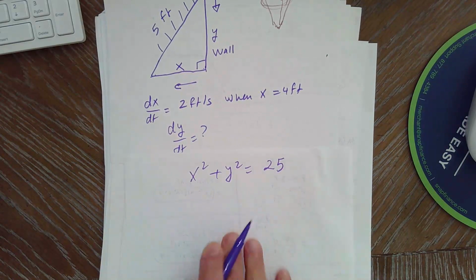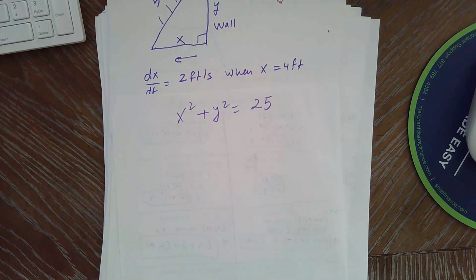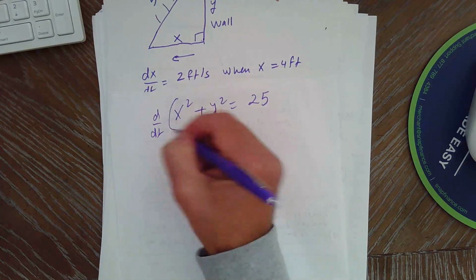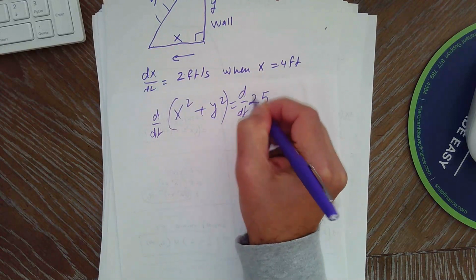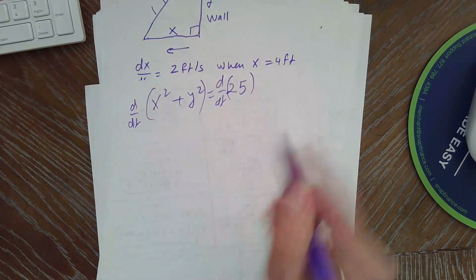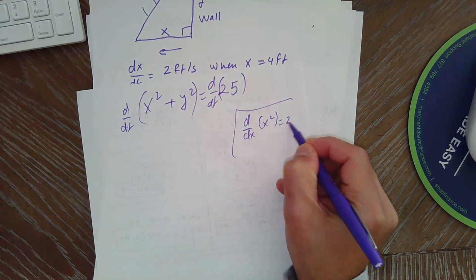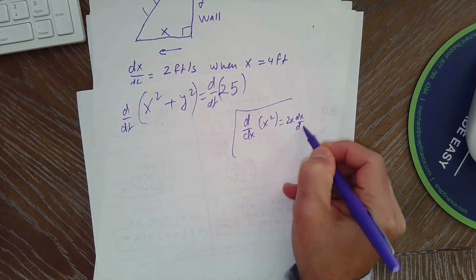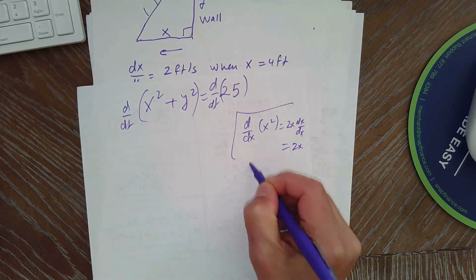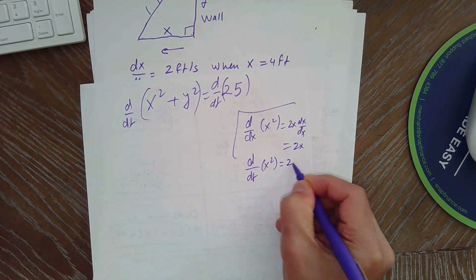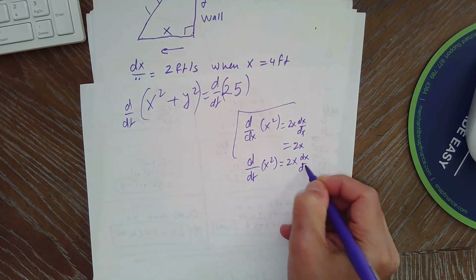squared, which is 25. And then differentiate both sides with respect to t, again using implicit differentiation. Just be careful this time though. We're not doing d by dx. If we were doing d by dx of x squared, we would get 2x dx by dx, which is just 2x. But if we're doing d by dt of x squared, which we are, it would be 2x dx by dt. Don't forget that, okay?